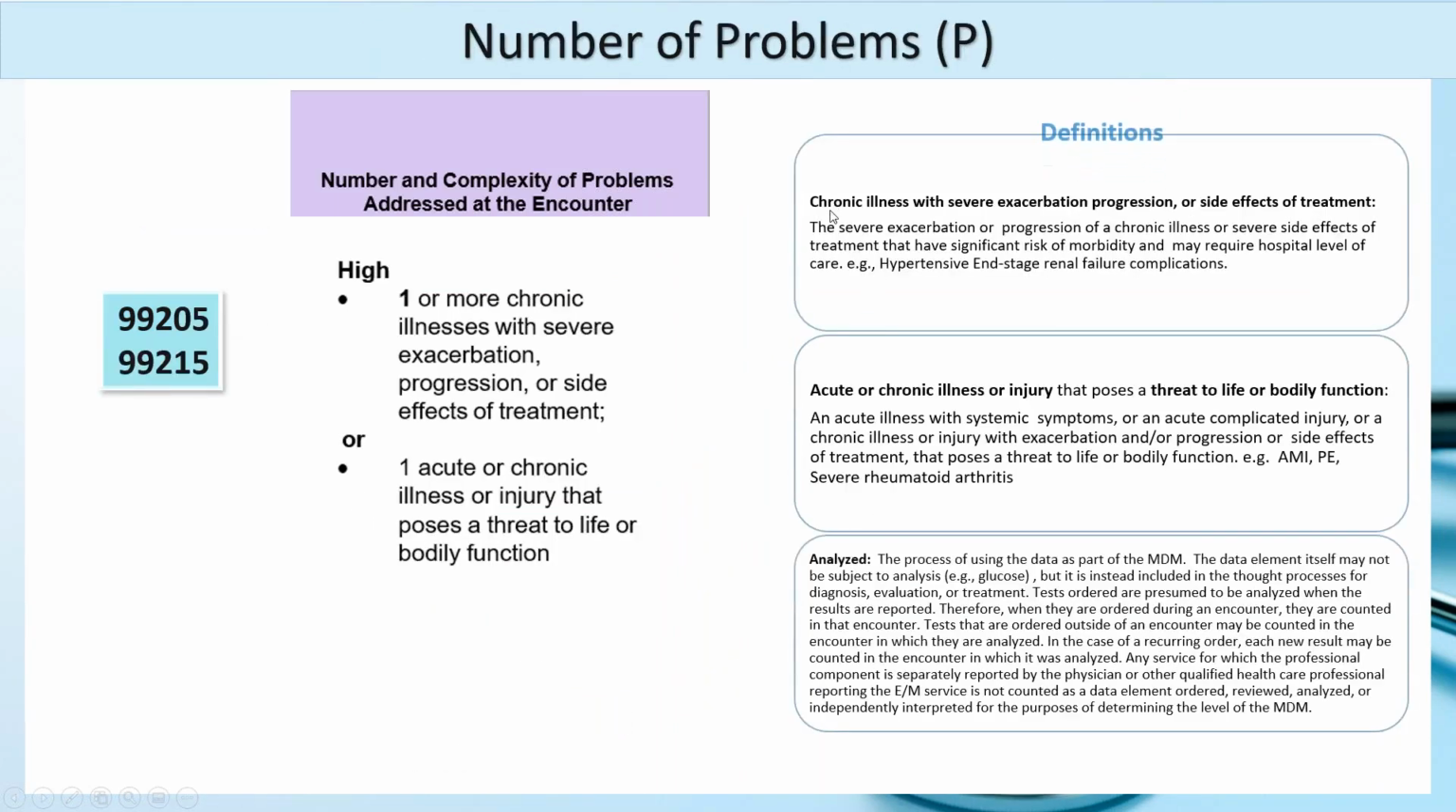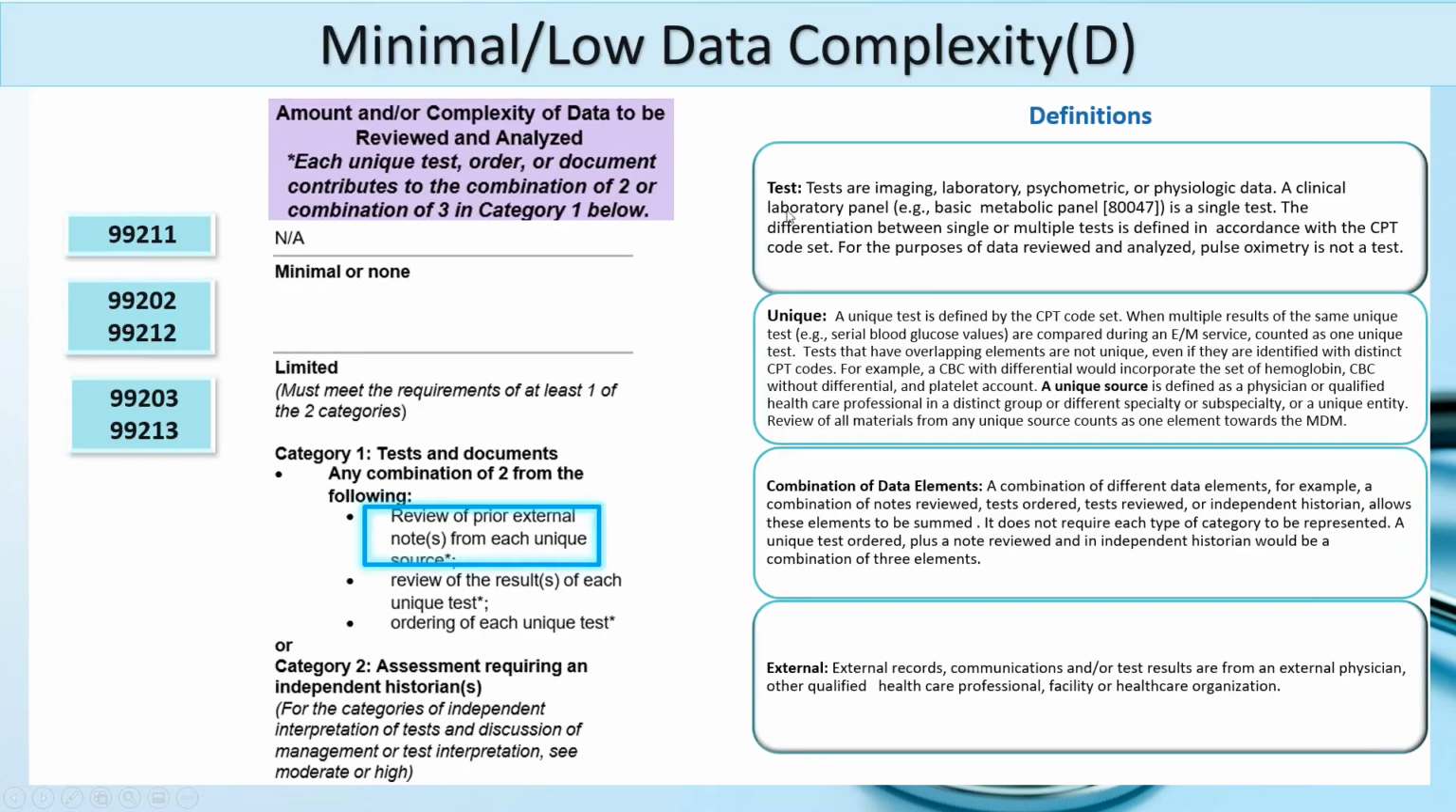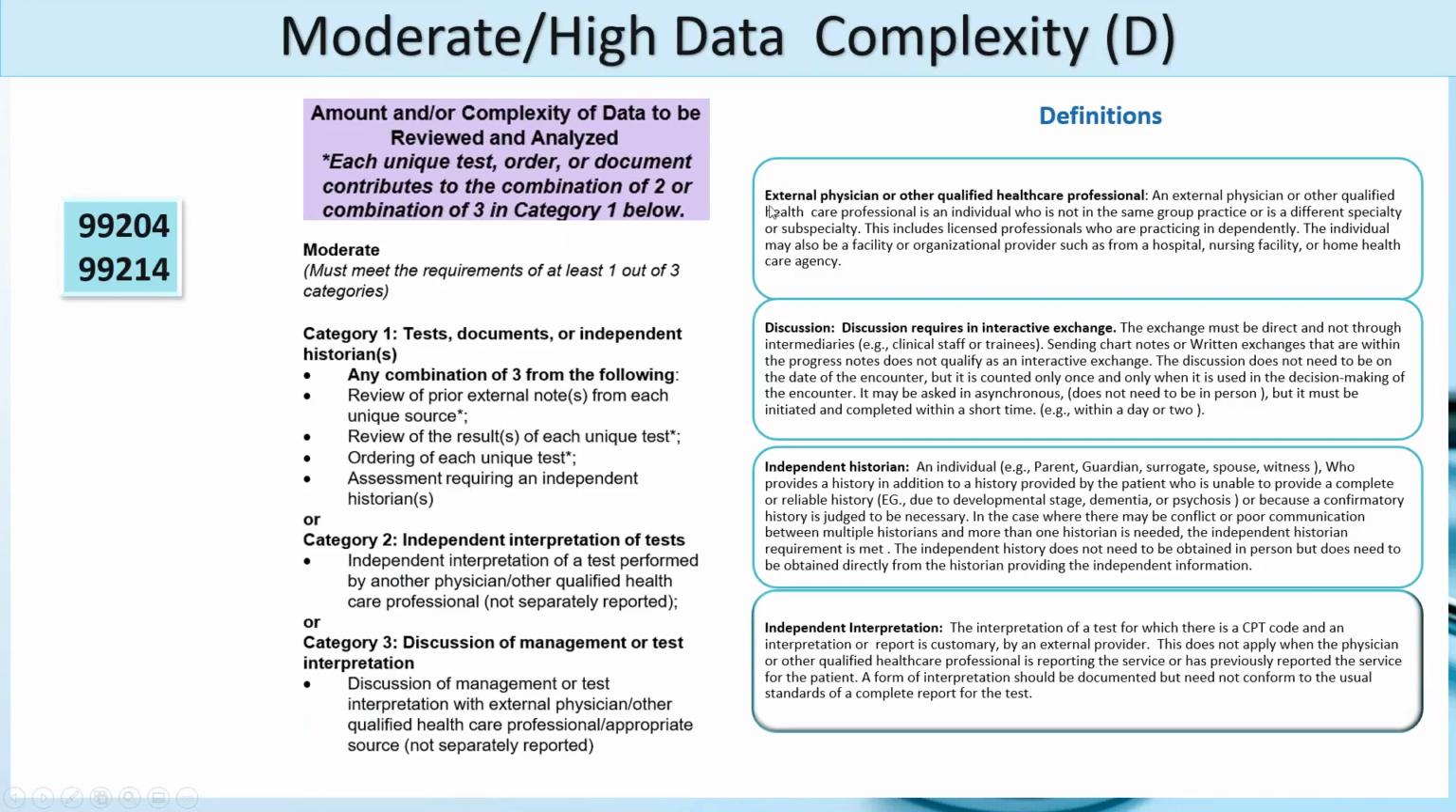What is a chronic illness with severe exacerbation? What is an acute or chronic illness or injury that poses a threat to life or bodily function? What does analyzed mean? What is a test? What is unique? Combination of data elements. What is external? What does that mean? What do they all mean? CPT defined them all. External physician or other qualified healthcare professional. Discussion.